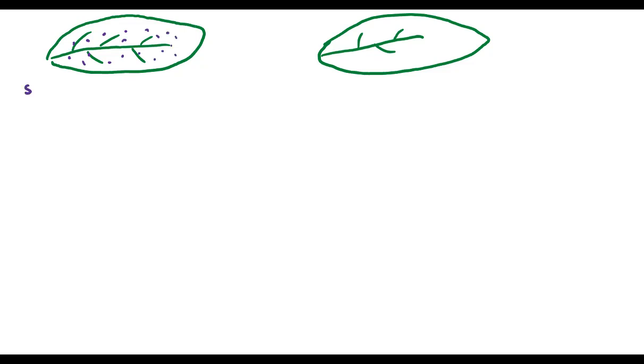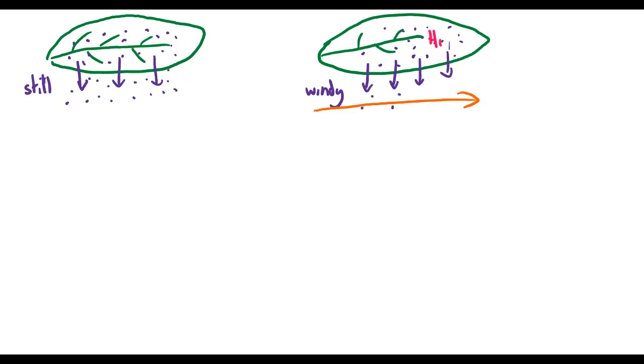So the next external factor is wind speed. Here we've got two leaves again, showing the water molecules inside. Now this one's in still conditions. And what you can see here is the water molecules diffuse from inside the leaf to outside, but then they stay there. Whereas in windy conditions, the water molecules diffuse out of the leaf, but then the wind comes along and carries them away. So you have got a really steep water potential gradient from inside the leaf to outside. And because that wind carries away all the water molecules from there, it maintains a steep water potential gradient.